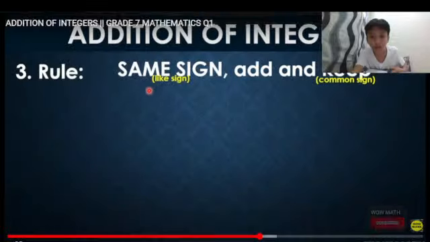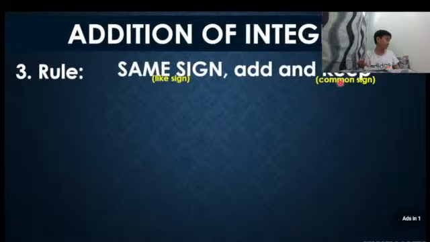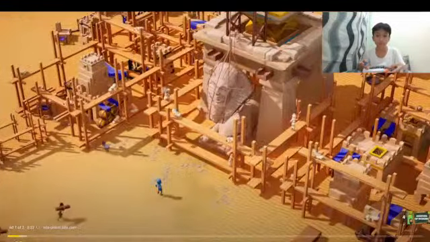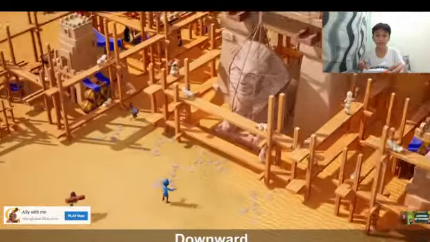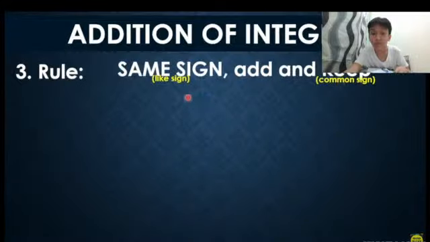Okay? So, same sign. Halimbawa, pareho silang positive. I-add mo yon. And then, ang sagot mo, positive din kasi pareho silang positive. Pag pareho silang negative, i-add mo pa rin kasi same sign yon. And then, keep. Negative ang sagot mo ngayon kasi pareho na silang negative.